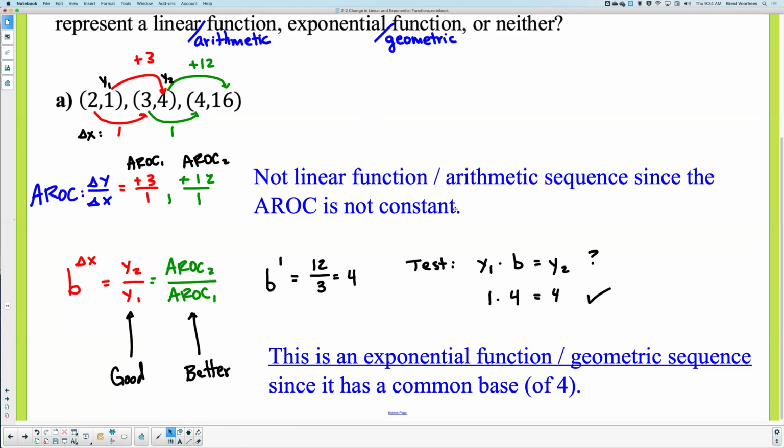Okay, now that was a lot to see on the first time around. So I have 2 more to show you before I move on and make you try one of these, okay? Let's see this again. Am I going too fast if I go to the next slide? All right. This is exponential because it had a common base. When we did our test, it worked out. And so it passed the test. Therefore, it was an exponential.